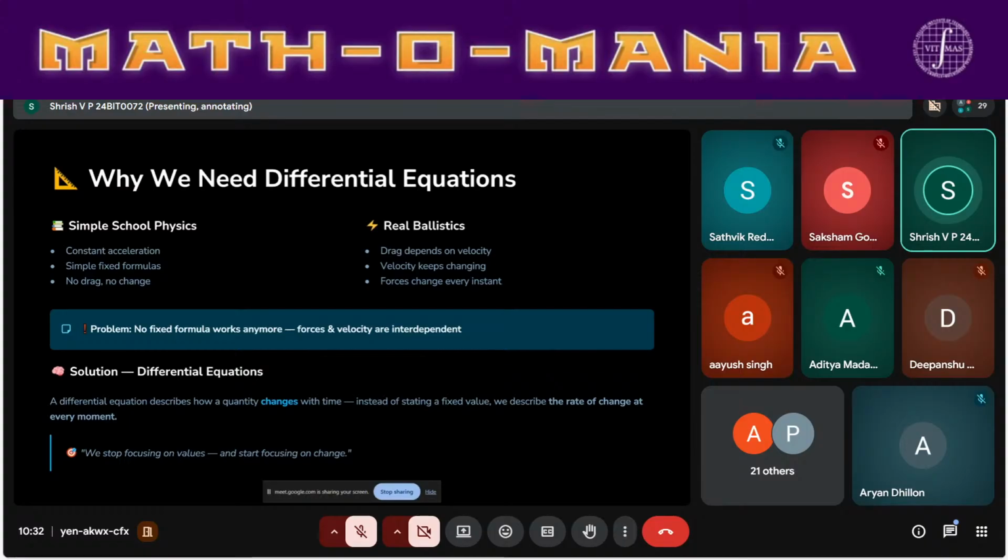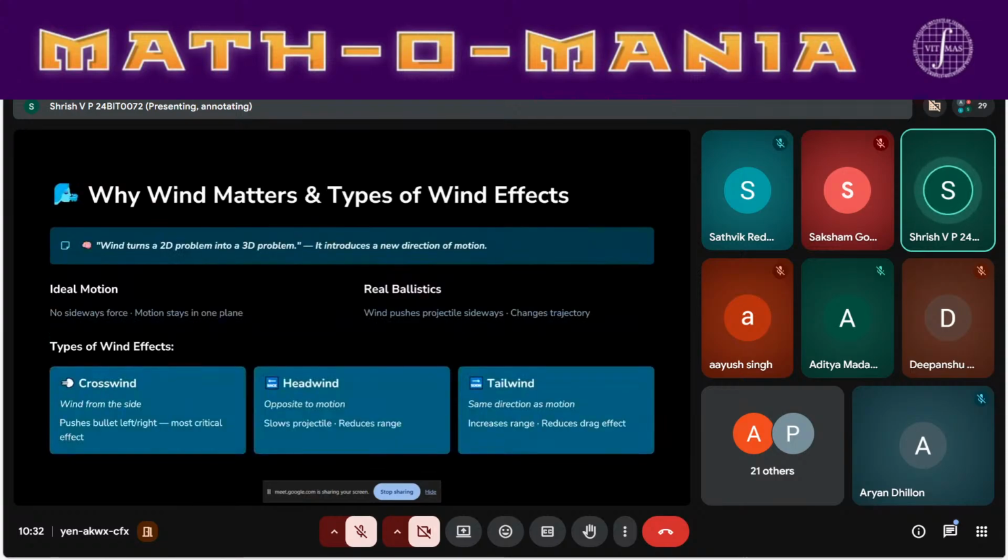So this is why we need differential equations in ballistics. Okay. Now that we have understood differential equations, we move to another important factor that affects the motion, which is wind. Up until now, most of our discussion has been in only two dimensions, forward and vertical. But the moment we introduce wind, the problem becomes three-dimensional. Without wind, which we consider the ideal case, there will be no sideways force acting on the projectile. The projectile stays in only one plane, and the motion is simple and very easily predictable.